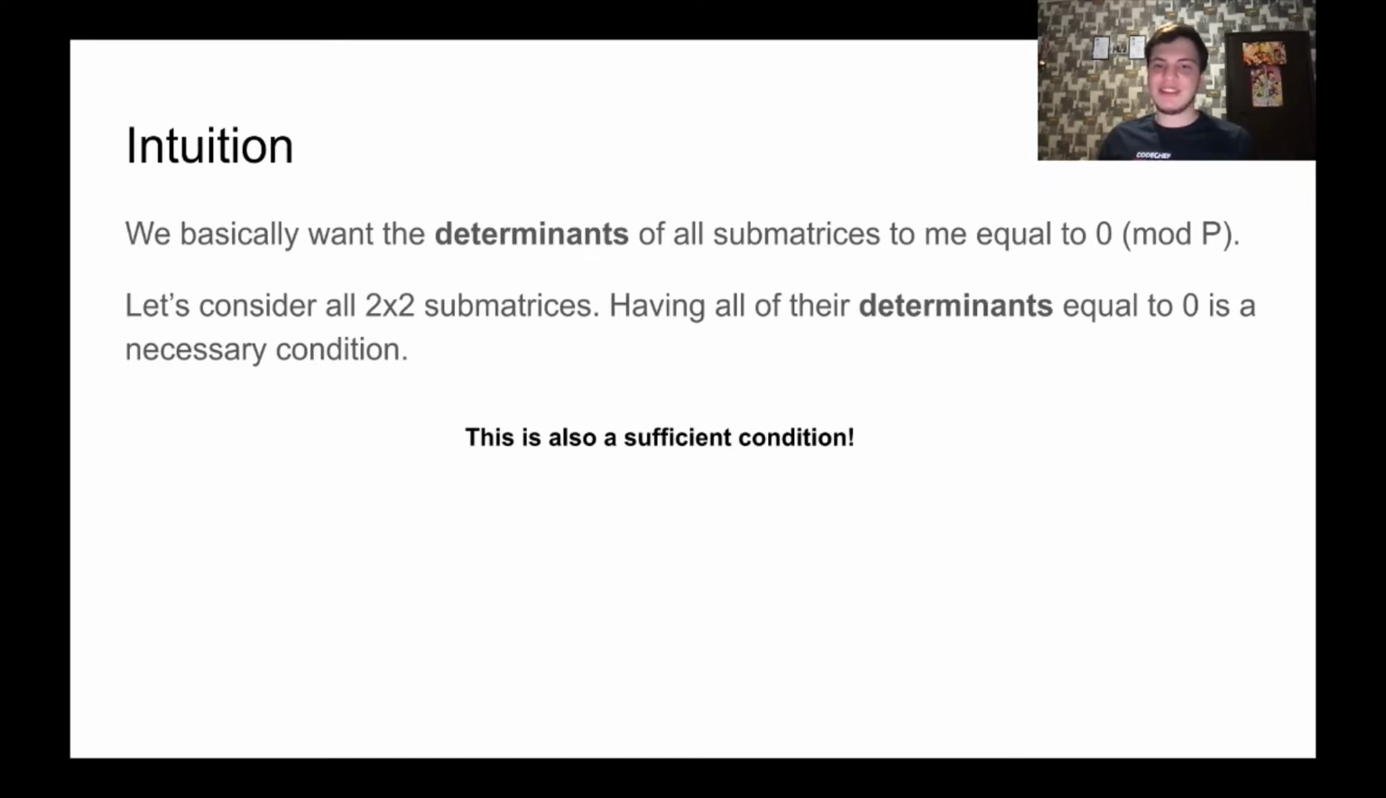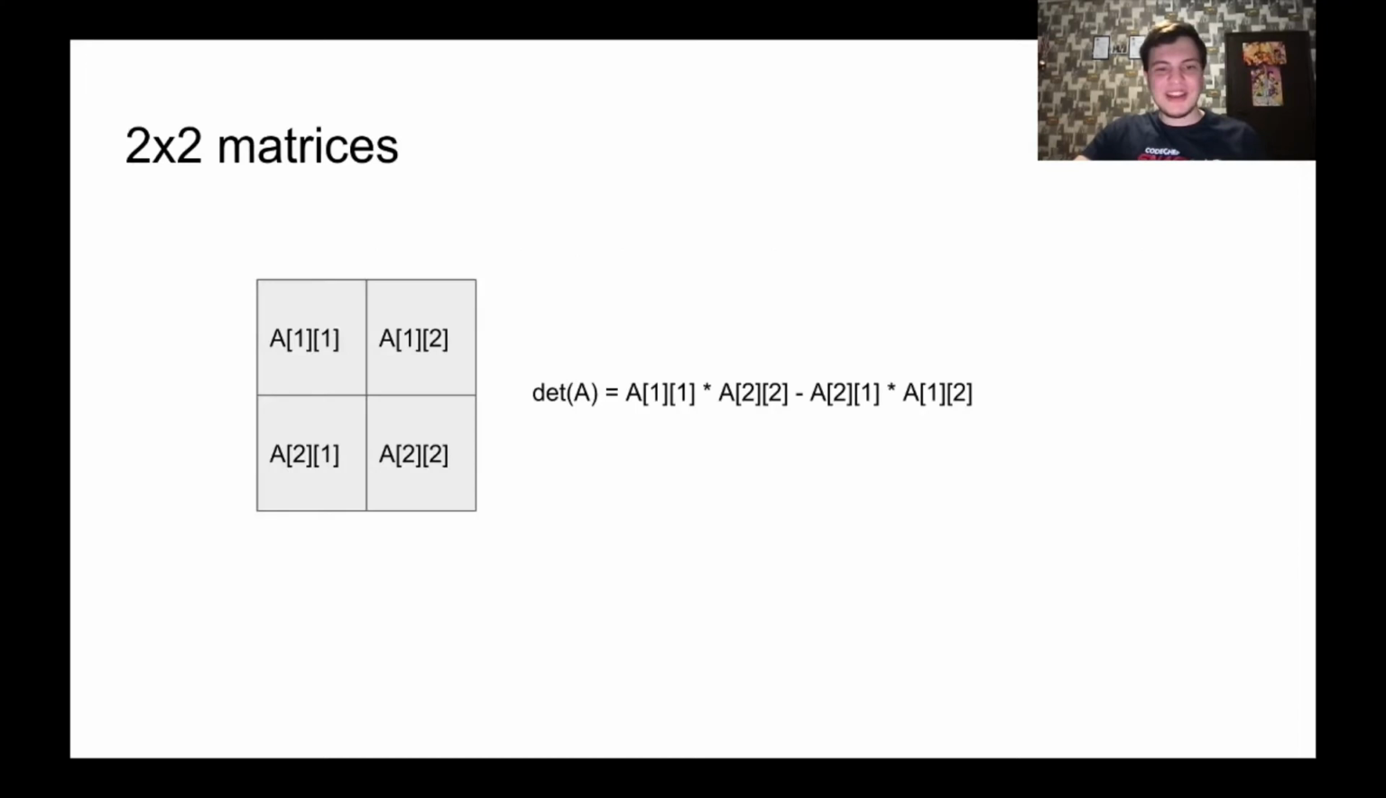So let's get straight to that because that's one of the interesting parts of the problem. Let's just consider a small 2x2 matrix, whose values you can see here. As I said, the determinant is the product of the values on the main diagonal minus the product of the values on the secondary diagonal. And what we want is this to be equal to 0 modulo P for all submatrices. This here is just some random submatrix.